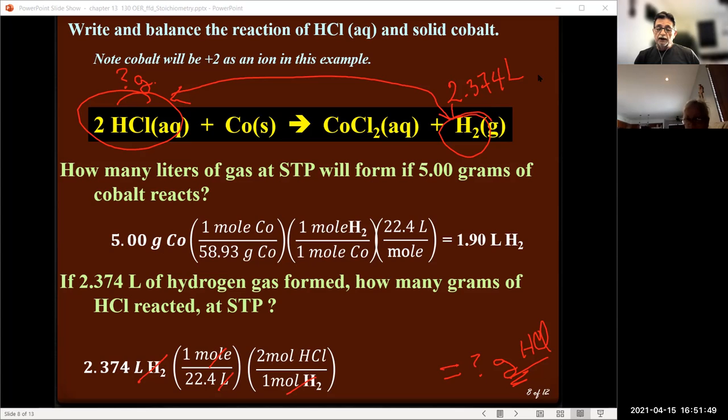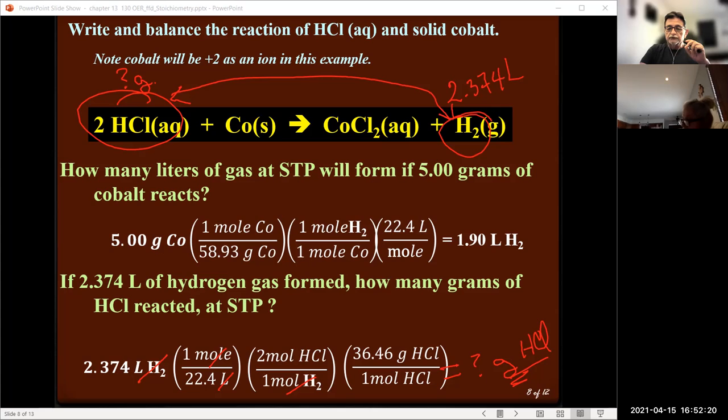Then, once I'm at moles of hydrochloric acid, I need to get to grams. So I need the molar mass of hydrochloric acid. And we get that by simply adding up the atomic weights of all the atoms. I got one chlorine, one hydrogen. That gives us a total molar mass of 36.46 grams per mole. That is the molar mass of hydrochloric acid.